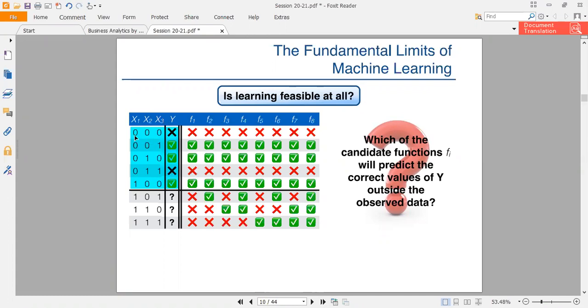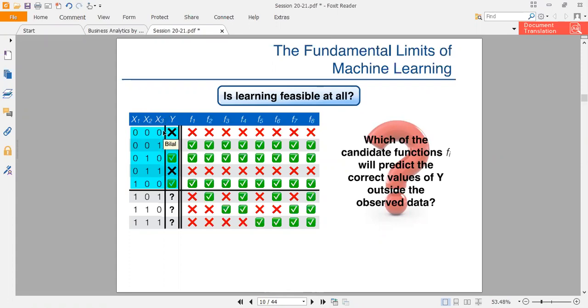So you have information now. So first of all, there are 8 different possibilities, right? Each of these 3 variables is a binary variable. आपके पास x1 की भी 2 possibilities हैं, 0 और 1, x2 की भी 2 possibilities हैं, 0 और 1, x3 की भी 2 possibilities हैं, 0 और 1, right?